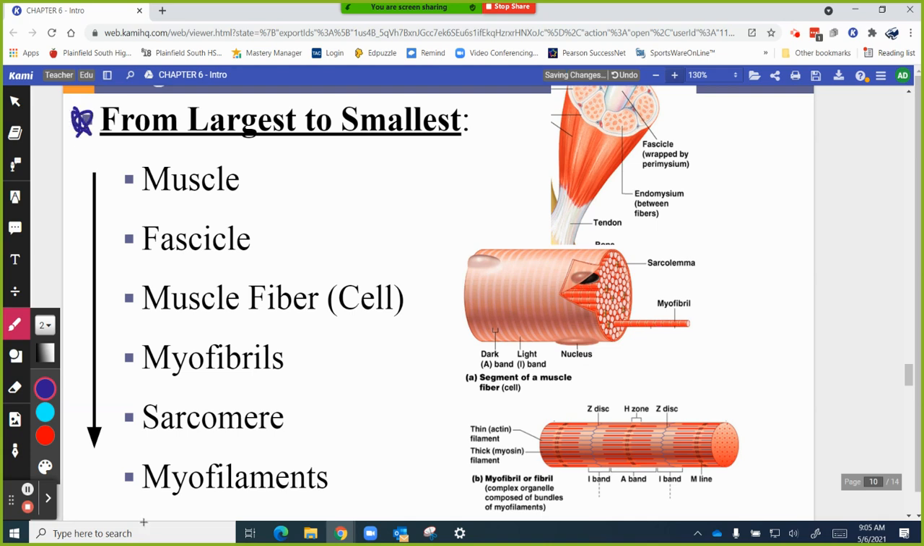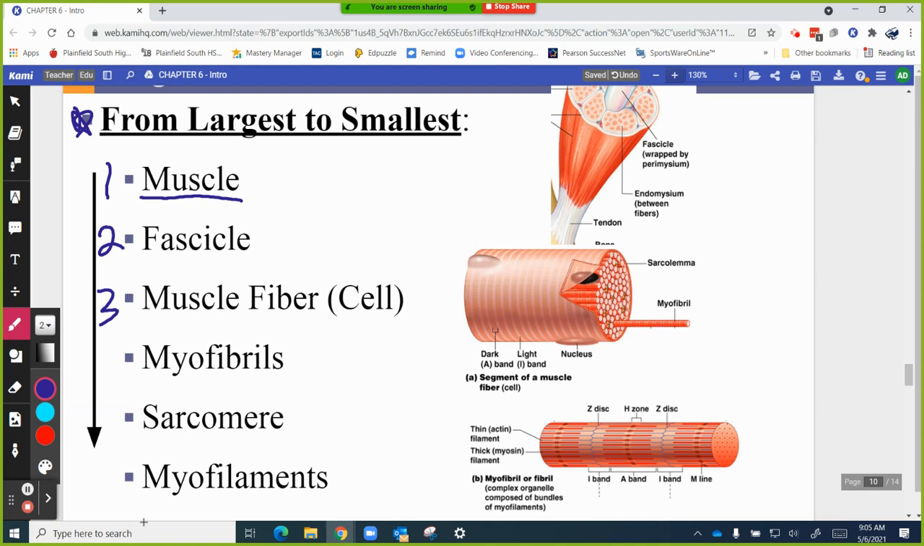Obviously the largest thing that we have is a muscle. Next in line is going to be the fascicle. That's a group of muscle fibers that make up the muscle. Most muscles have several fascicles in them. The next one in line is going to be a muscle fiber itself. That's a single muscle fiber, or a single cell.